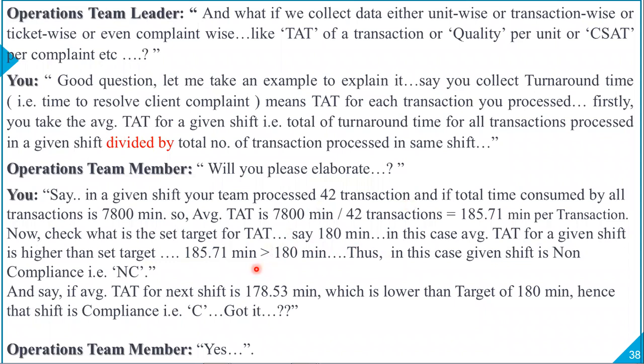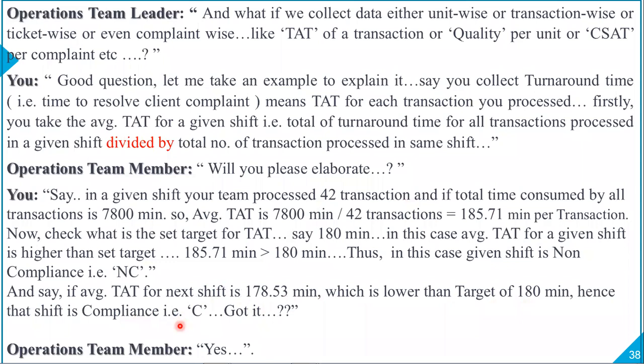Now take another example. Say the average TAT for the next shift, as a hypothetical example, is 178.53 minutes. It means the total time consumed to resolve the given number of transactions in that shift, divided by the total number of transactions, gives this ratio of 178.53 minutes. This 178.53 minutes is lower than the target of 180 minutes, which is acceptable. Hence, that shift is compliant, that is C.